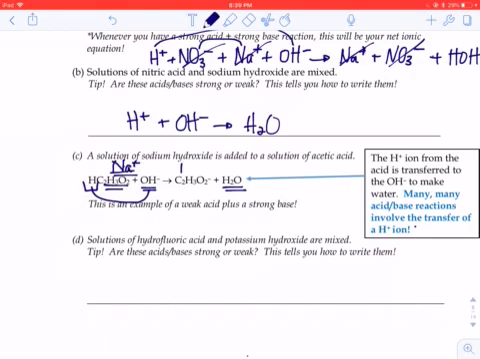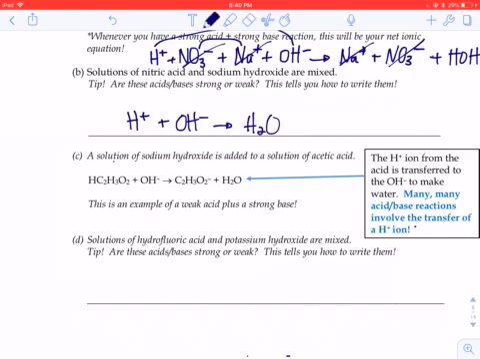Well, sodium acetate, anything with sodium ions in it, is soluble, broken up. And so the sodium ions become spectators and they cancel out, leaving just what you see here. That's all that's left.